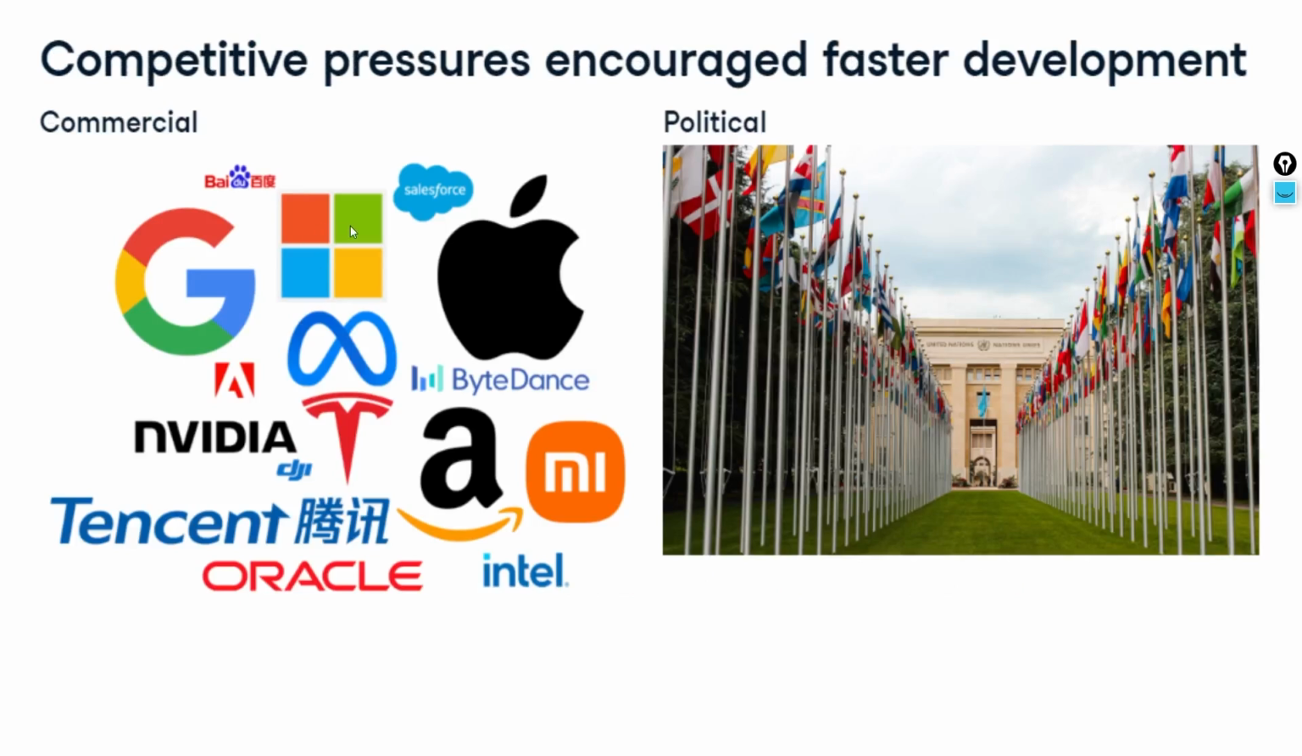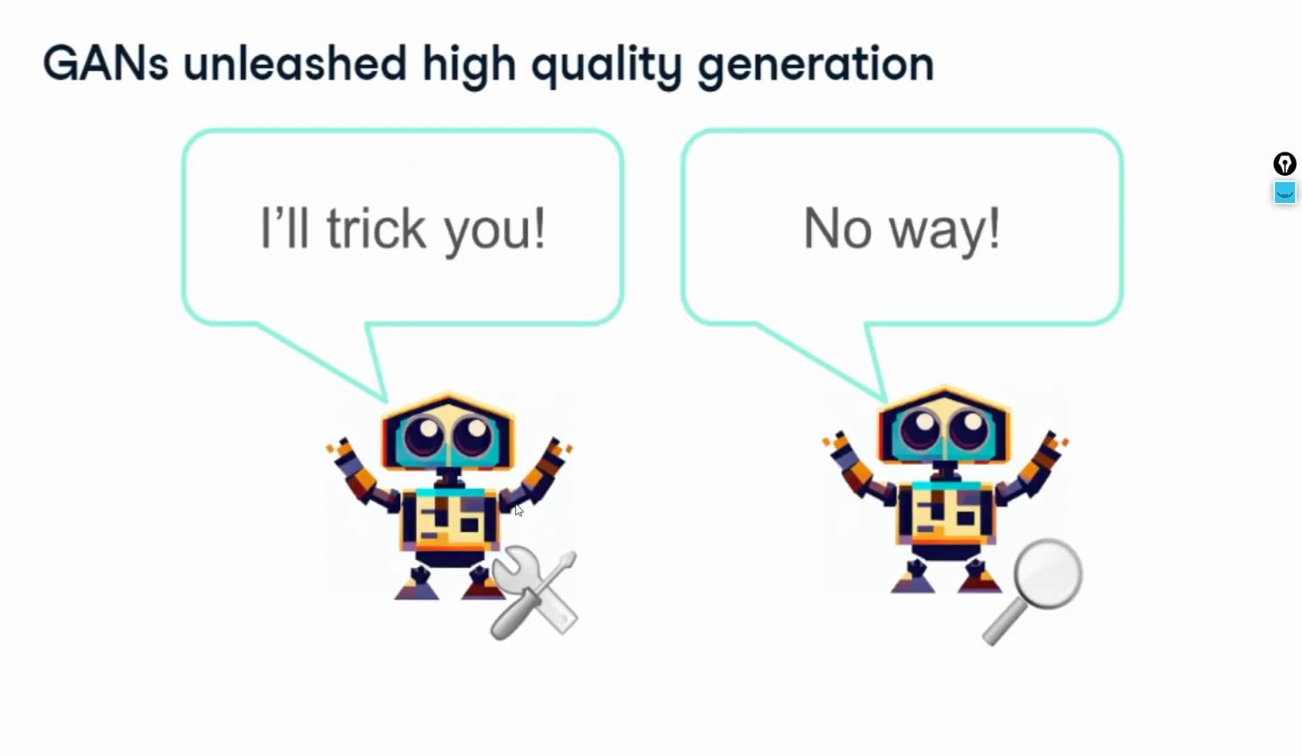And competitive pressures increase the speed of development. It's all the companies competing with each other: Google, Meta, Amazon, and various other companies. So now let's discuss how AI models became faster, which we have seen already.